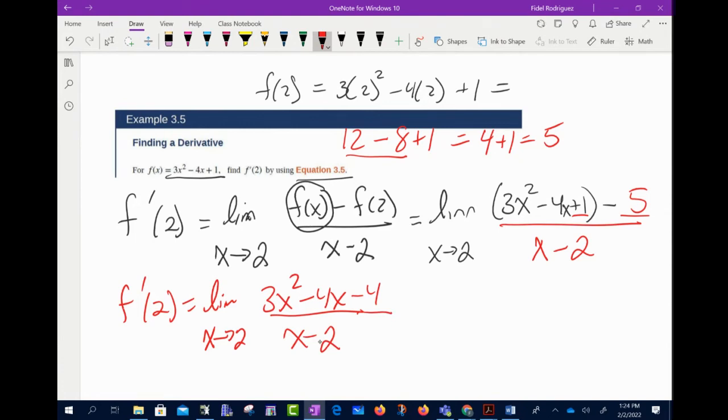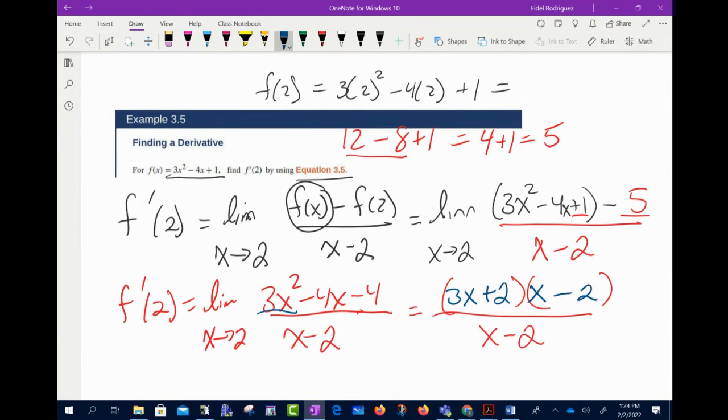Okay, we're almost done. We're going to do some factoring upstairs. Okay. I want to get a 3x squared in the front. So look, y'all, I'm going to put a 3x and an x. Plus 2 and minus 2. Boom. Thank you so much.